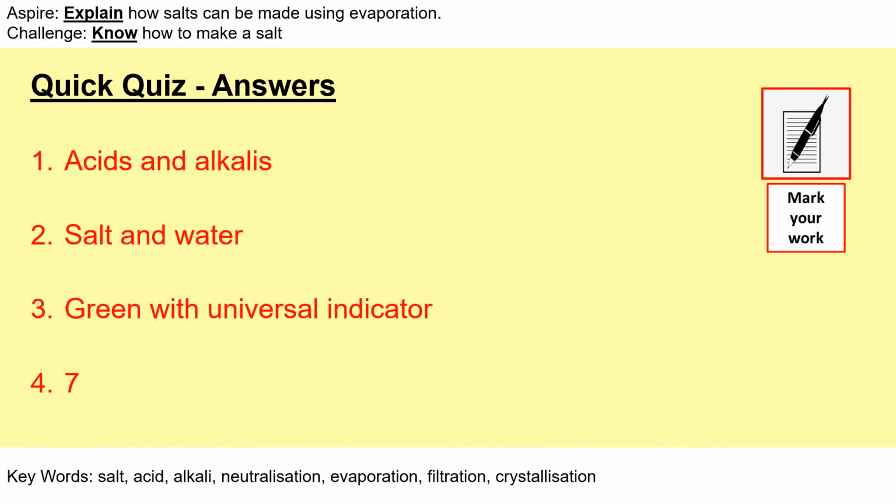So the answers that you should have, guys, so please get a pen so you can mark these. Question number 1, so the reactants of the neutralization reaction are the acid and the alkali. The products are the salt and the water. It would go green with the universal indicator, and the pH of the resulting solution would be pH 7.